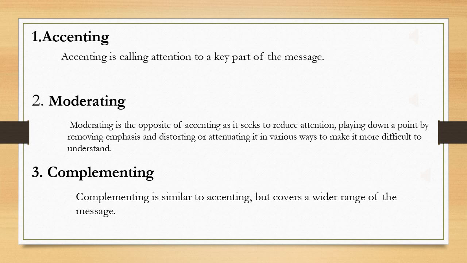Moderating. Moderating is the opposite of accenting as it seeks to reduce attention, playing down a point by removing emphasis and distorting or attenuating it in various ways to make it more difficult to understand. Examples: reducing volume, speeding up, being incoherent. Complementing is similar to accenting, but covers a wider range of the message. It ensures all speech is paralleled by non-verbal communication that aligns with what is being said.